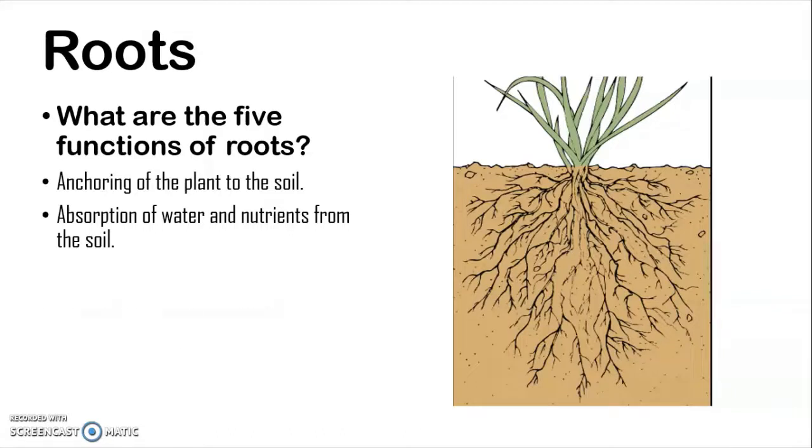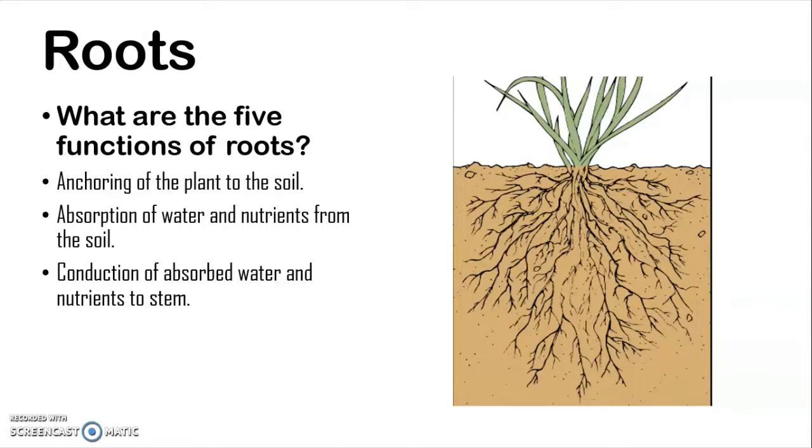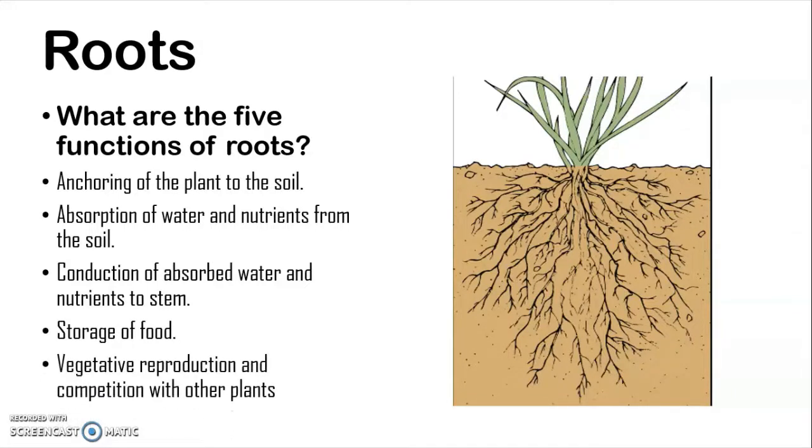Okay. And the third one, conduction of absorbed water and nutrients to stem. And then the fourth one, storage of food. And the last one is vegetative reproduction and competition with other plants. So that is the five functions of the roots. Okay, don't forget that.